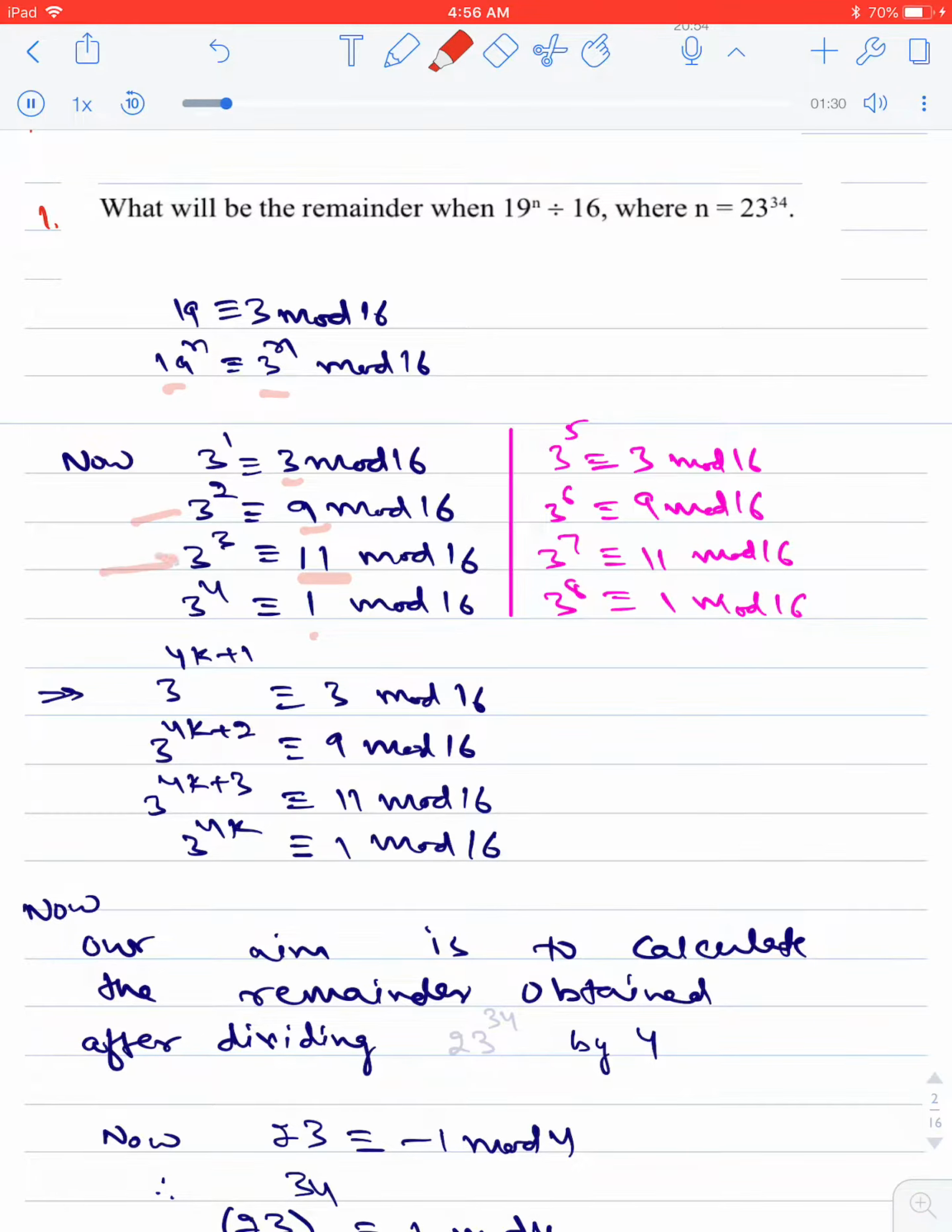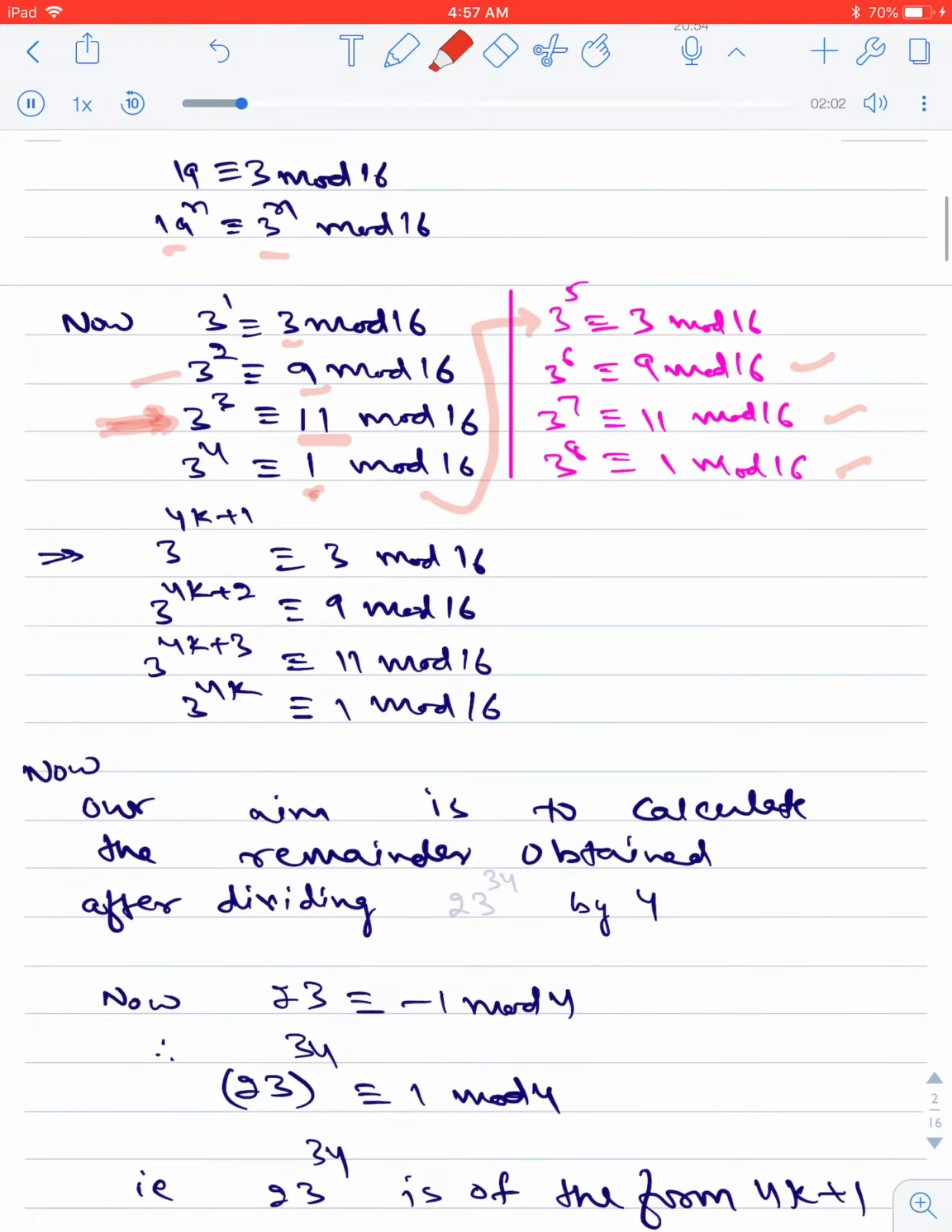Instead of writing 3 raised to 4 as 81, it's better to use, in the third step, 3 cube is 27, which is 11 mod 16. Just multiply both sides by 3. So on the left hand side we get 3 raised to 4, and on the right hand side we get 33, and the remainder obtained after dividing 33 by 16 is 1. Similarly, if I multiply both sides by 3, we get 3 raised to 5 is congruent to 3 mod 16. Again multiplying both sides by 3, 3 raised to 6 is congruent to 9 mod 16. 3 raised to 7 is congruent to 11 mod 16. 3 raised to 8 is congruent to 1 mod 16.